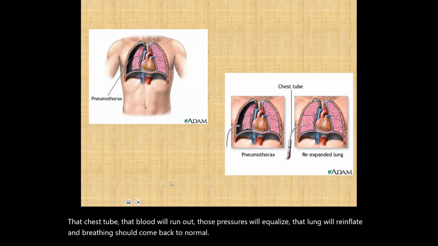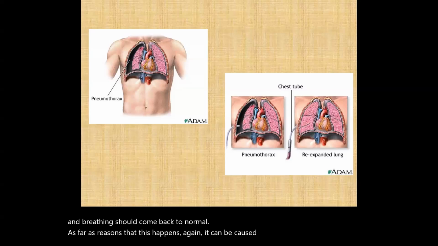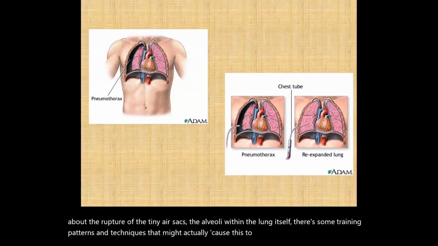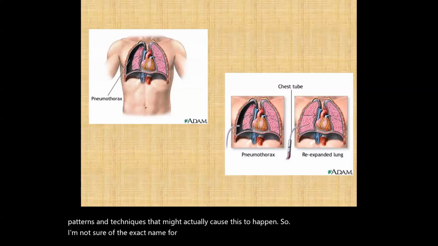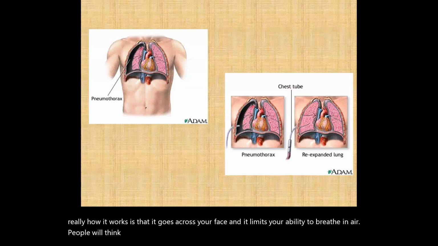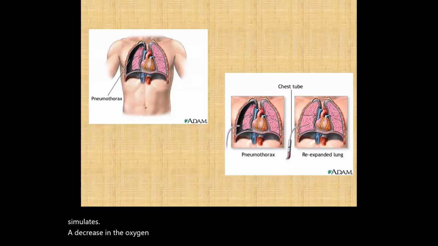As far as reasons that this happens, again, it can be caused from trauma, but if we're thinking about the rupture of the tiny air sacs, the alveoli within the lung itself, there are some training patterns and techniques that might actually cause this to happen. I'm not sure of the exact name for them. They're sometimes like altitude training masks, but really how it works is that it goes across your face and limits your ability to breathe in air. People will think that if I just train with this on, now when I go to a higher altitude, it simulates a decrease in the oxygen availability. I won't have to reacclimate to that condition. I'll basically be already set, ready to go.